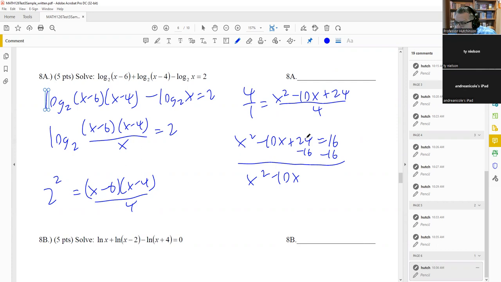Again, the reason why we are subtracting this is because it needs to be equal to 0. That's the only way that you can solve something like that, by subtracting. So anytime you see a quadratic, that's always what you should be doing. You should always be setting it equal to 0 to get the answer. Okay, so that's what we get there.